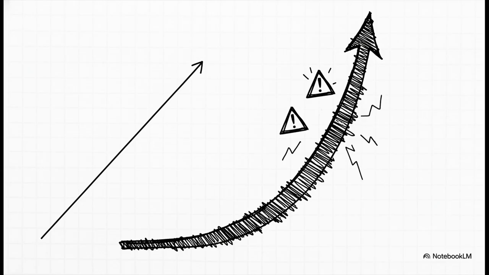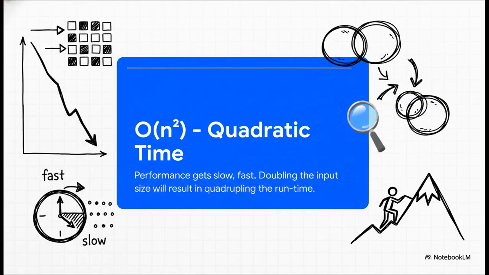This is O(n squared), or quadratic time. Yeah, this is where performance can really fall off a cliff. With quadratic time, if you double the input size, you actually quadruple the runtime. This kind of thing often happens when your algorithm has to compare every single item in a list to every other item. And as you can probably guess, that gets really slow really fast.